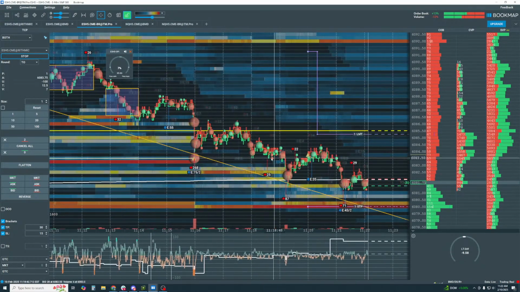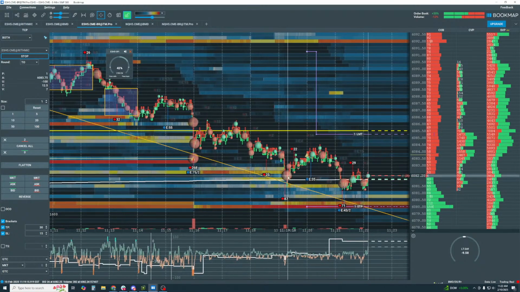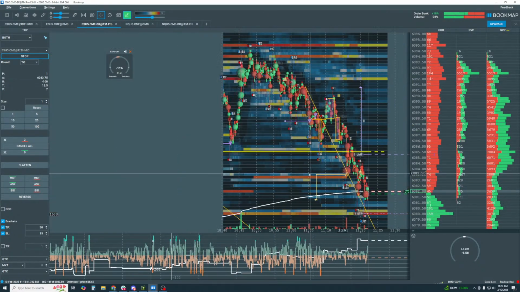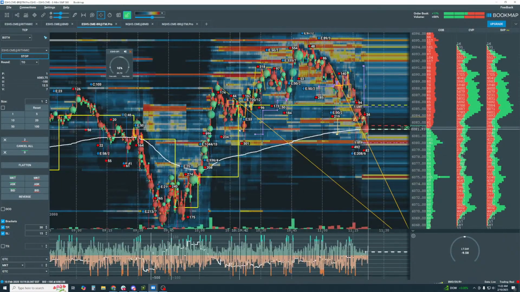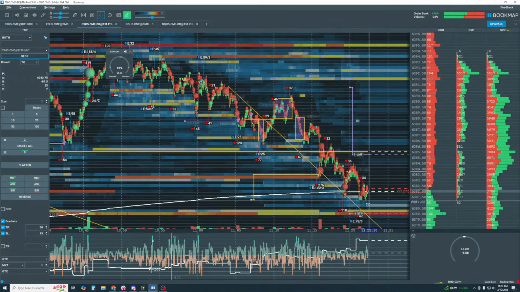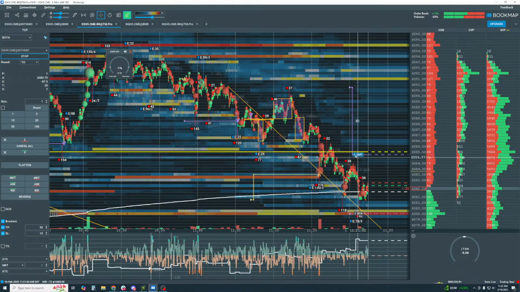But we're going with high liquidity, VWAP, and we have a swing down here as well. Okay, and we're just looking for a move back to point of control.